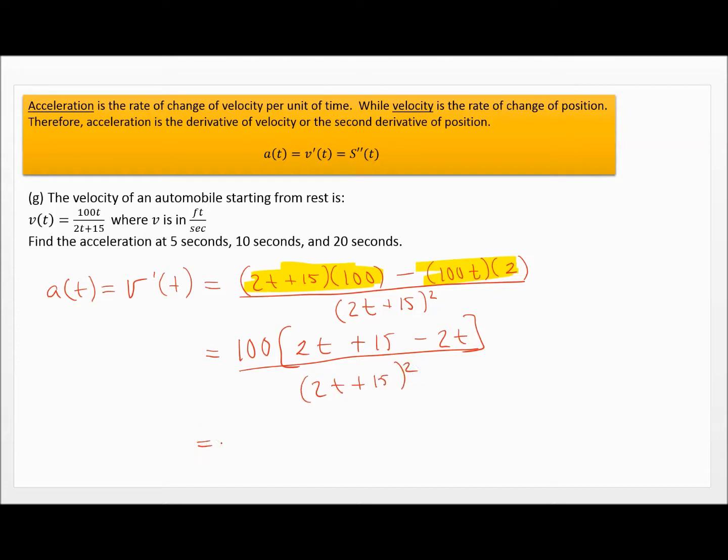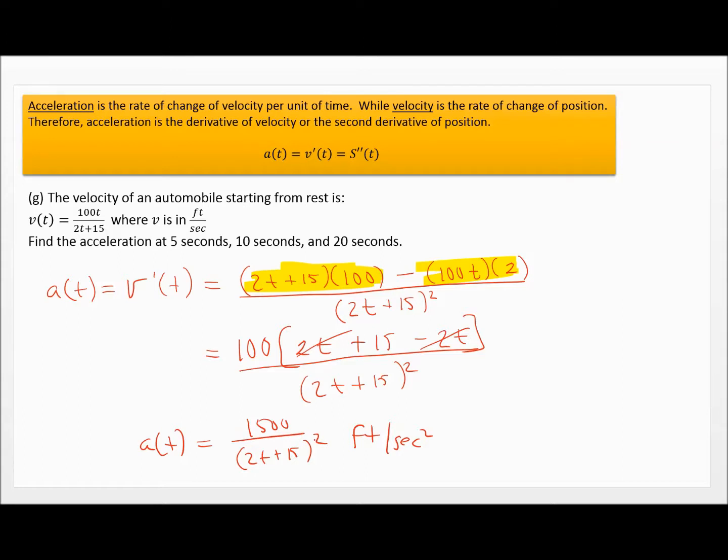Now, if I continue to simplify, look, this 2t and this minus 2t cancel. I have 100 times 15 is 1,500 over 2t plus 15 squared. So that is my acceleration in feet per second squared, okay? Because you take that derivative again, that's what you get, because you've got seconds down here and you're squaring it, so that's in feet per second squared.